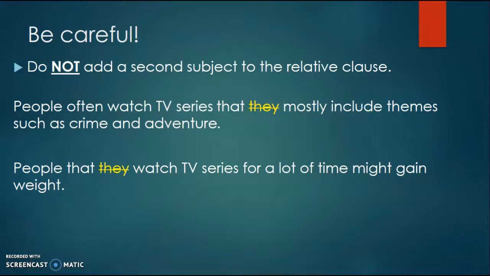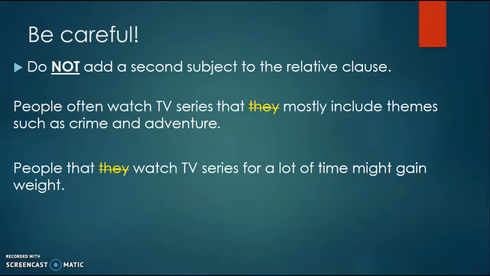There are some things we should be careful about forming relative clauses. The first thing is that you should not add a second subject to the relative clause. People often watch TV series that they mostly include themes such as crime and adventure. Adding they here is unnecessary because the relative clause already refers to the subject TV series. People that they watch TV series for a lot of time might gain weight. The same is true here.